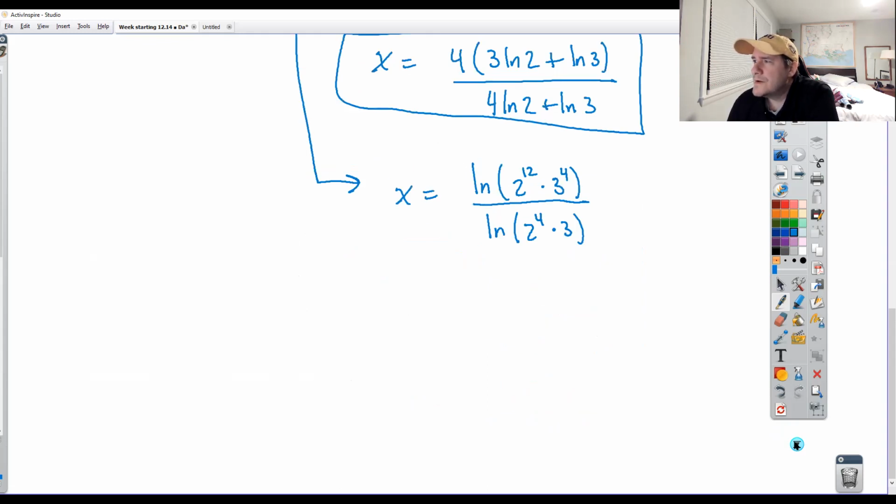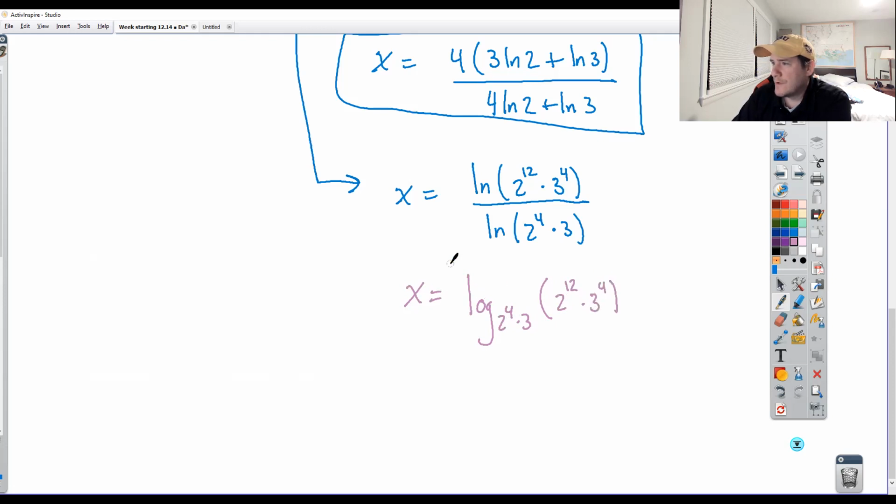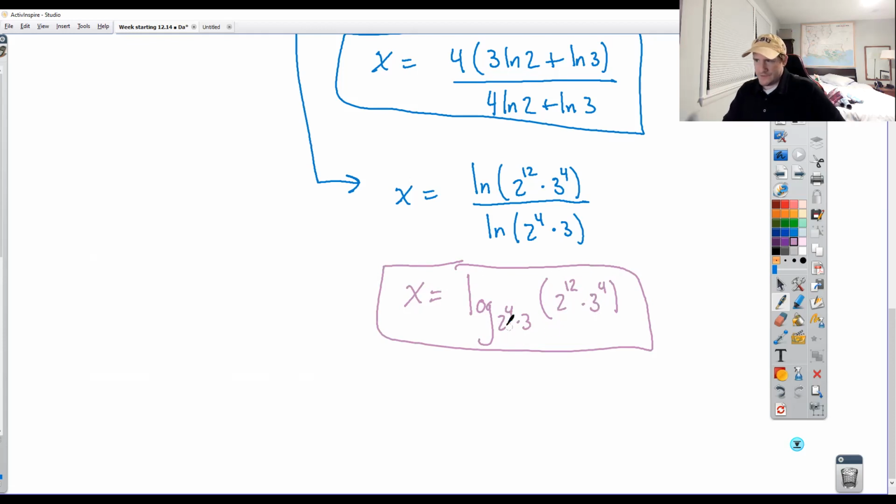So now, I don't know. I'm thinking there's probably a way to clean this up, but maybe I just don't know. These two ln's obviously both have bases of e, so we could now apply the change of base formula in reverse to have the log base 2 to the 4 times 3 of 2 to the 12th times 3 to the 4th. You know, so that answer is clearly worse than other answers because these denominators are gigantic values. This argument is a gigantic value. I don't think that there's a great way to clean this up.